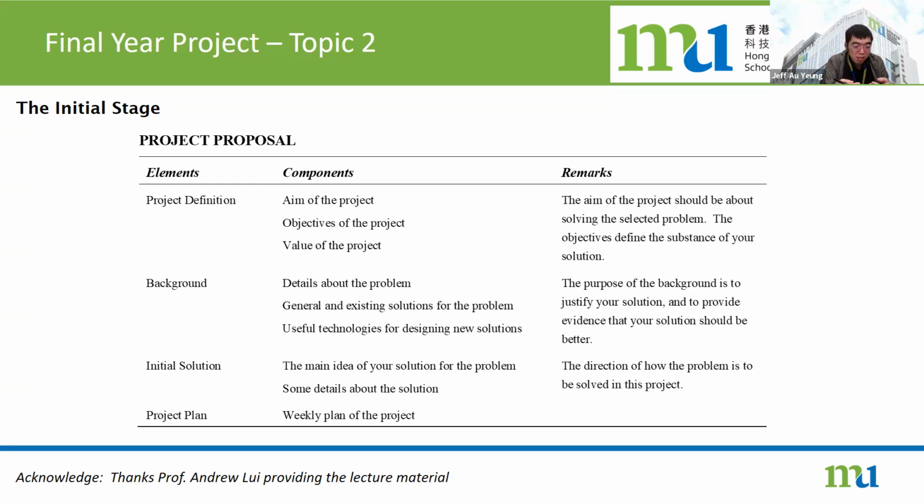You don't need to tell me whether it's good or not. You don't need to tell me whether there is some other solutions. So the initial solution is just to give the reader some idea about how you're going to do it. And then the project plan, of course, is needed in the project proposal.